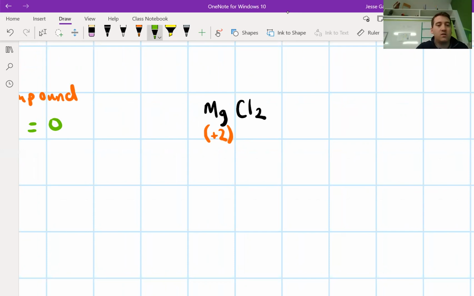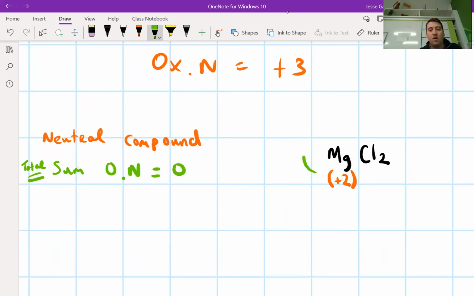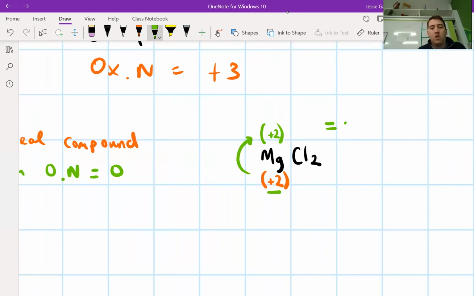I do the totals. I'm going to say the total sum of oxidation numbers has to add up to 0, which is where I take the oxidation number and find out the total charge for the magnesiums. So I do it up top here. Well, there's only one magnesium, and that one magnesium has a +2 oxidation number. So that means +2. And I do my totals up top here.